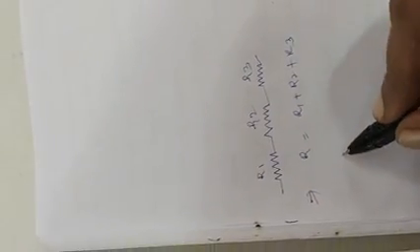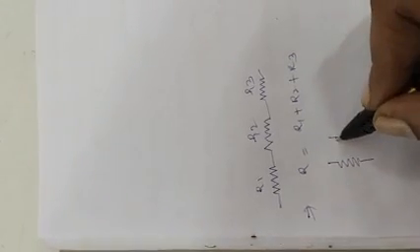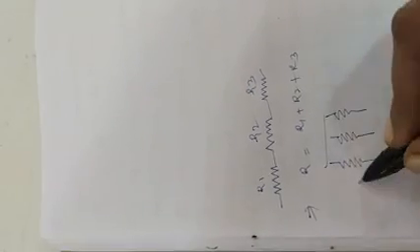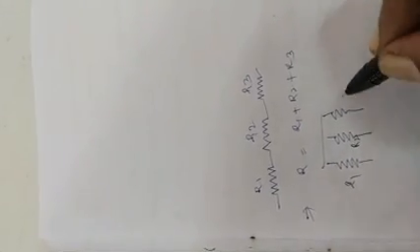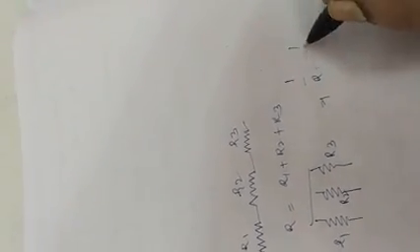Next, when resistors are connected in parallel, this is a parallel configuration. This one is R1, R2 and R3. What is the total resistance? The total resistance is 1 by R equal to 1 by R1 plus 1 by R2 plus 1 by R3. So this is a simple circuit, we know that.